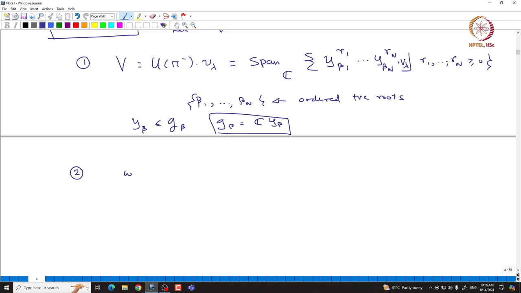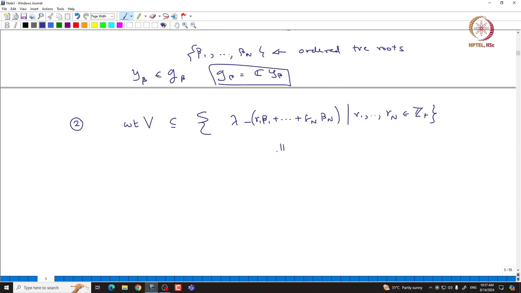Okay? So in particular, the weight of capital V is contained in lambda minus R 1 beta 1 plus etcetera plus R n beta n, where R 1 etcetera R n are all non-negative integers. And note that this is the same as saying, if you write it in terms of simple roots, which are the alpha i's, then this is exactly lambda minus Q plus, where Q plus is nothing but the Z plus span of alpha i's, where i ranges from 1 to n.